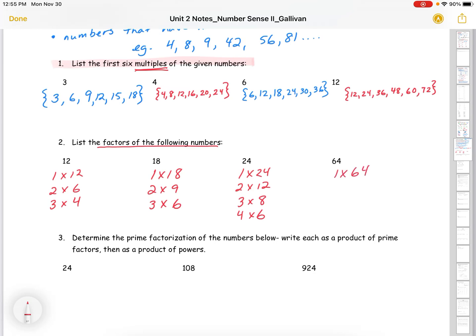64. 1 times 64. 2 times 32. Now 64, 3 doesn't go into 64. A trick for if something's divisible by 3: if you add up the digits and that sum is divisible by 3, then the number is also divisible by 3. But 6 plus 4 equals 10, and 10 is not divisible by 3, so it doesn't work. 4, however, can go into it. It's 4 times 16.